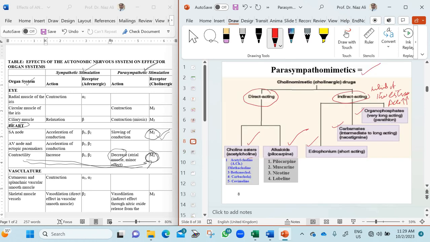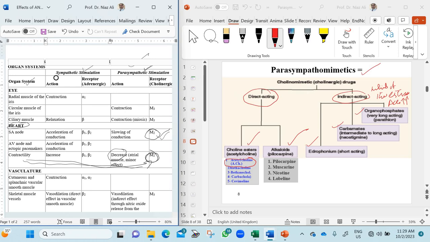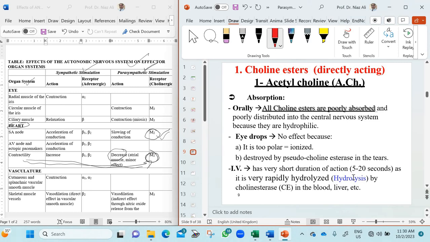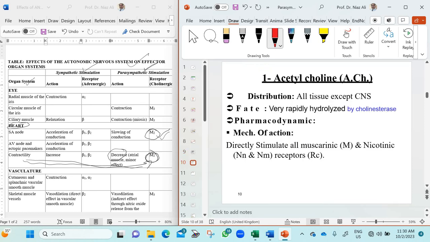Acetylcholine is a prototype drug, and we will now discuss acetylcholine as a representative of this parasympathomimetic class of drugs. As I discussed regarding absorption, it is very polar, in an ionized form, and therefore it is not going to cross the blood-brain barrier. However, it is very rapidly hydrolyzed into acetyl and choline. Therefore, the half-life is 5 to 20 seconds, and that is why it is not used therapeutically. In the eye, it is too polar, so it cannot be absorbed, therefore it has no effect.